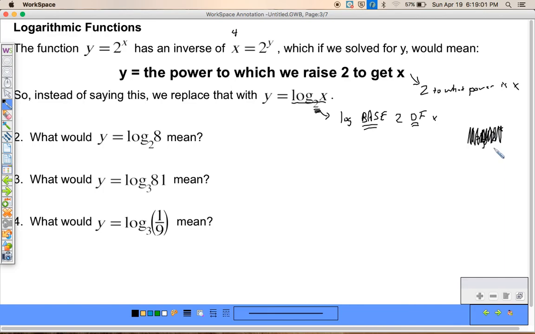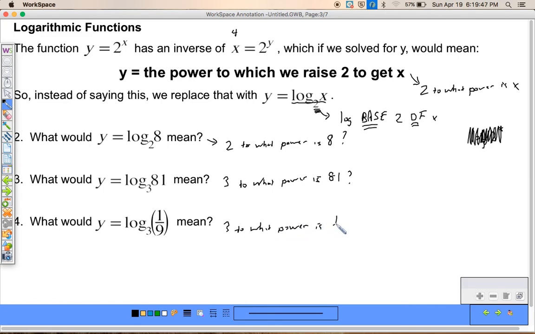So if we look at question number 2, it says, what would y equals log base 2 of 8 mean? What this means, if we follow this up here in the bold, is the power to which we raise 2 to get 8. Or what we're saying is 2 to what power is 8. So when we read this, we're really saying 2 to what power is 8. For this one here, log base 3 of 81 means 3 to what power is 81.